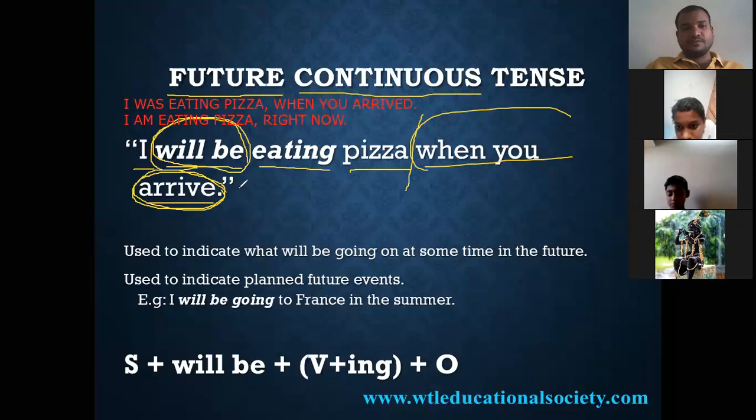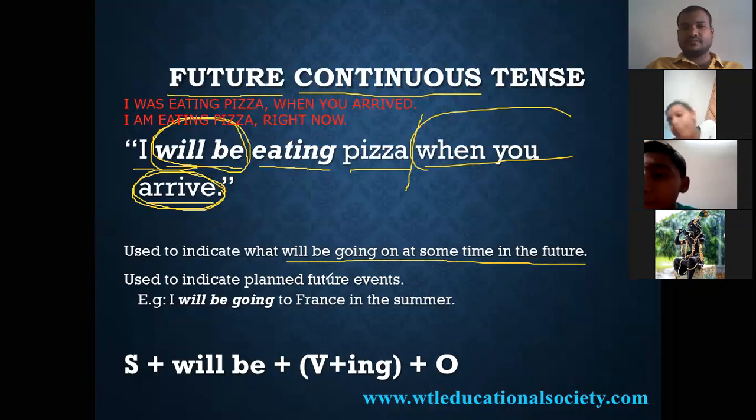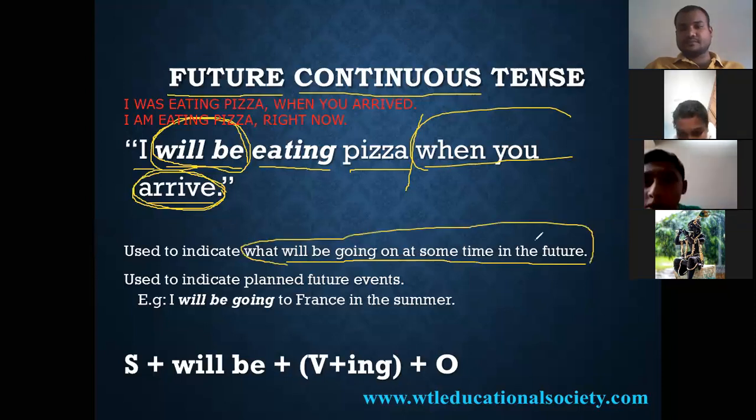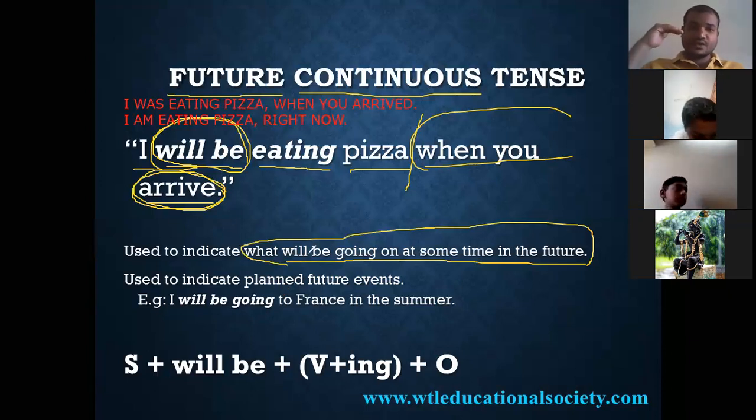So now come to the usage. The future continuous tense is used to indicate what will be going on at some time in the future. Right, so if something is going to happen and that is going to continue till some time in the future.